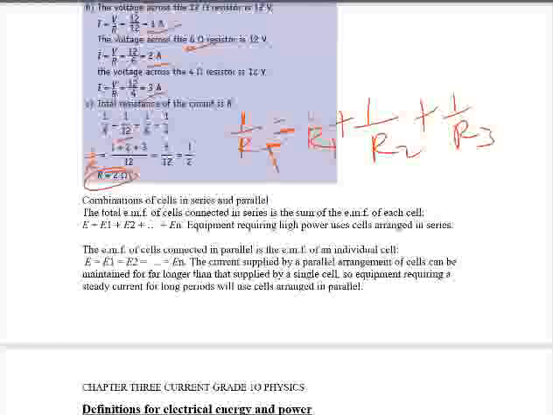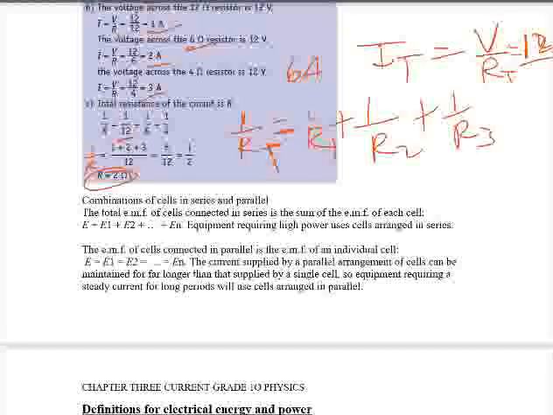Therefore, let us check. The total current must be the sum of these three. That means 1 plus 2 plus 3, it becomes what? 6 ampere. Let us check by using the total voltage and the total resistance. The voltage is how much? 12. Therefore, I total is equal to what? V total divided by R total. V is 12, and the resistance is 2. 12 over 2 is what? 6. It's true. When you sum up these three currents, it's 6 and the total current is 6. It's true.